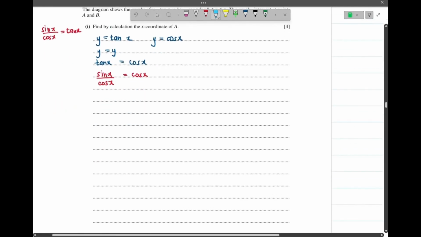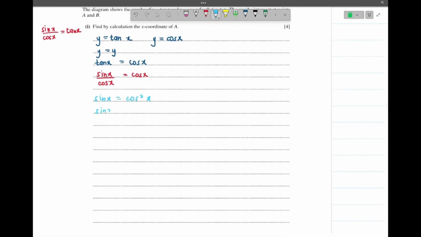This is going to turn out to be sin x equals cos squared x. And I know that this can also be written as 1 minus sine squared x. This is also another identity. So if I bring this to the other side, that's going to be sine squared x plus sine x minus 1 equals 0. Now, to make it easier to solve this quadratic equation, I'm going to say that sine x equals m. That's going to be m squared plus m minus 1 equals 0.